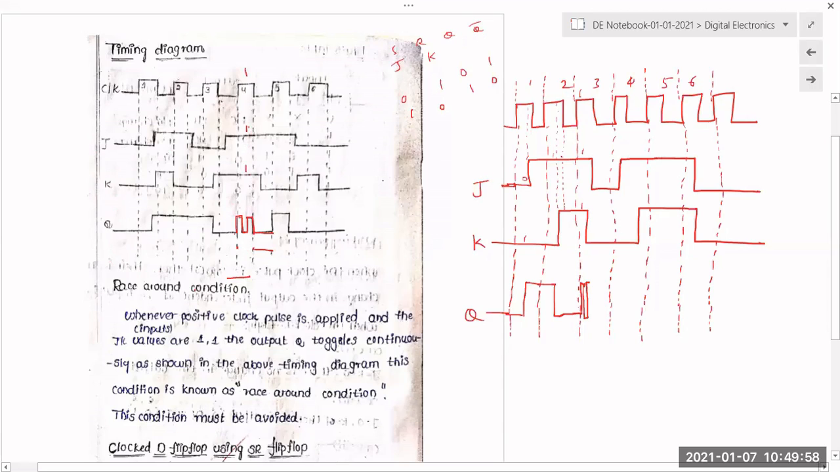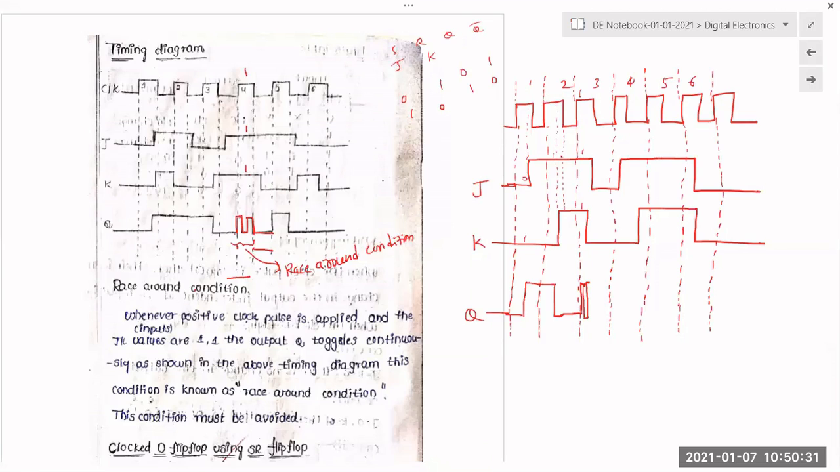For JK flip-flop, when J value is 1 and K value is 1 and the clock pulse is applied, then the output is toggling frequently, continuously, 0 to 1, 0 to 1. This condition is called a race around condition. Okay, this is called race around condition. This is the disadvantage of JK flip-flop. What is the JK flip-flop, SR flip-flop? When S value is 1 and R value is 1, the output is not used, or the output is a forbidden state.